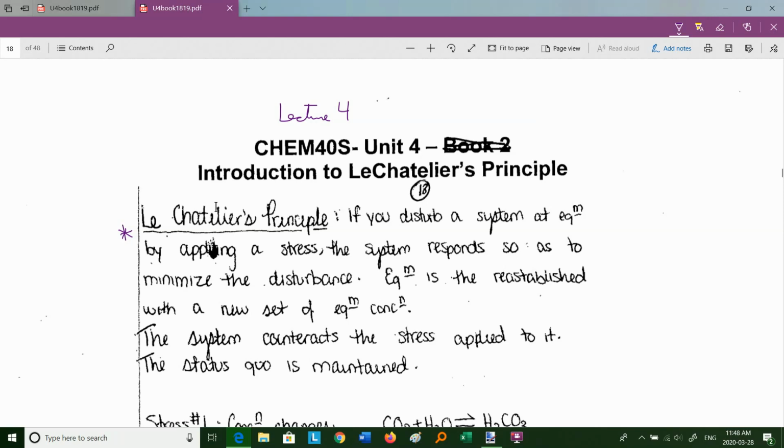Another way to talk about Le Chatelier's principle is saying the system counteracts the stress applied to it. The status quo is maintained. You try to keep things the way they are, right?